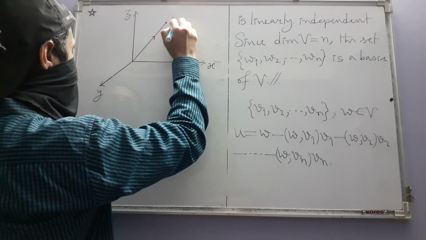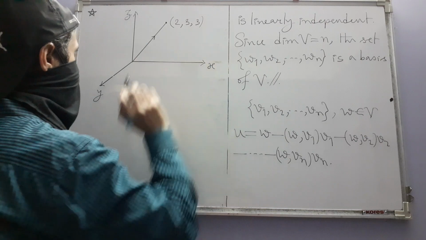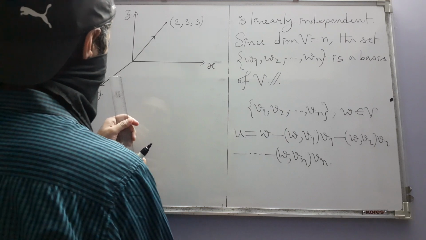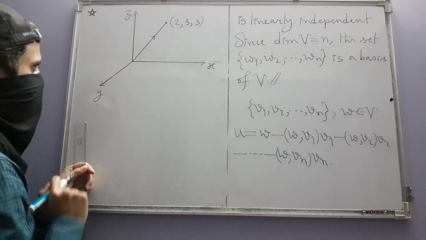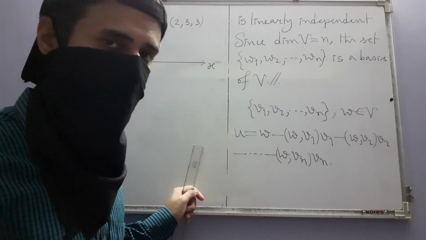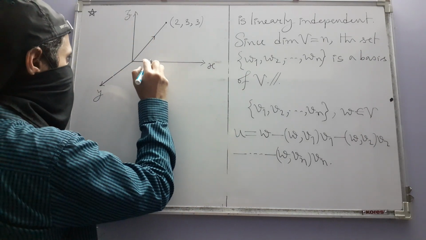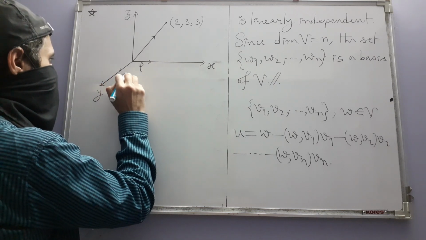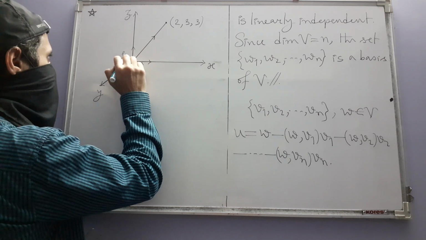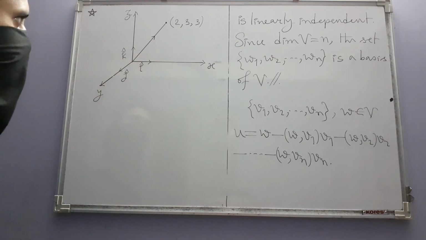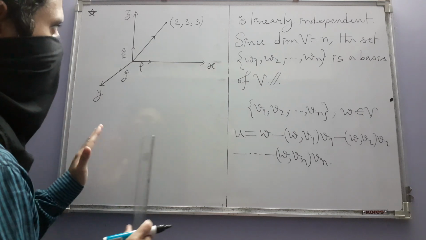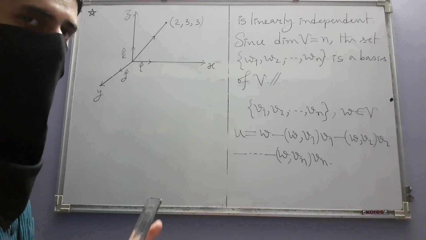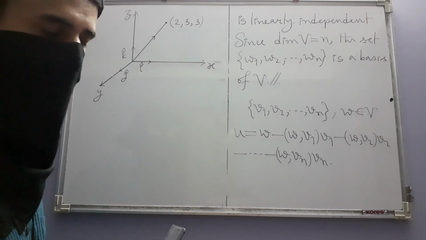Suppose the point is (2, 3, 3). So it's in the first octant. Now you know that along these directions you have the unit vectors, which you denote by i cap, j cap and k cap. So here you are in fact looking at the vector space of 3D vectors, actual vectors, or in other words the Euclidean space R3.